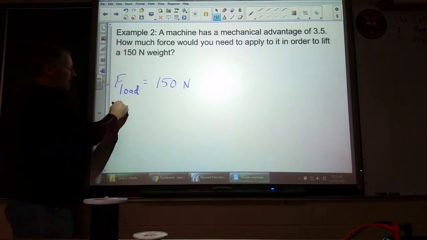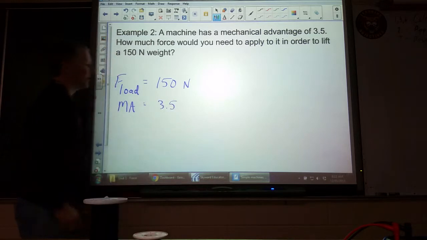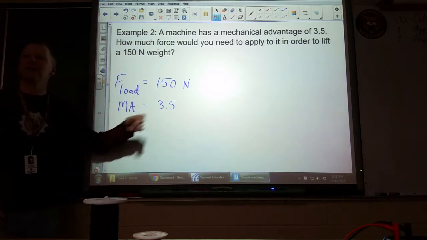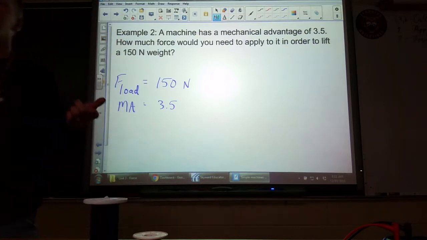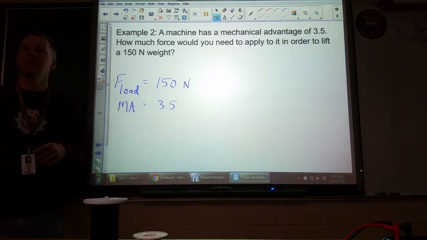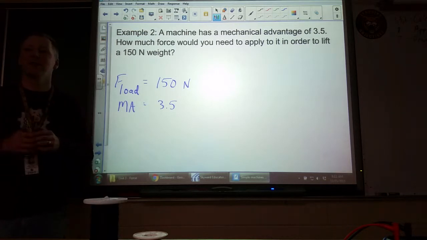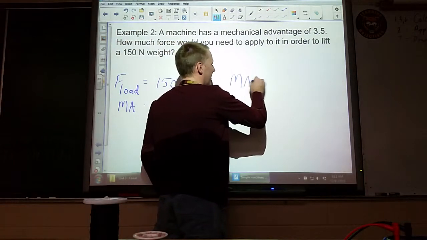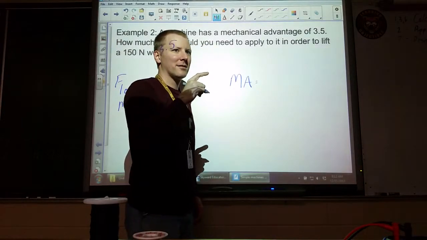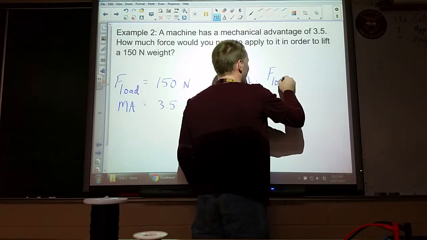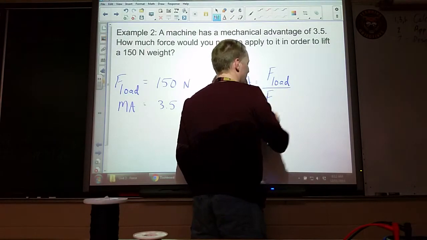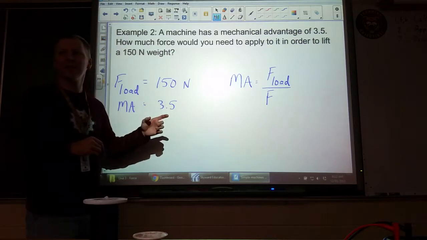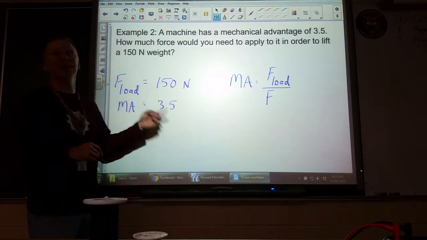And we're given the mechanical advantage. One thing to consider, to make it quite a bit easier: if we've got a mechanical advantage of 3.5, does that mean the machine is making it easier for us to lift it or more difficult? Check your notes from yesterday. Easier. MA greater than 1. Less force is needed. So if this is what we're getting out of the machine, we need to apply less force.